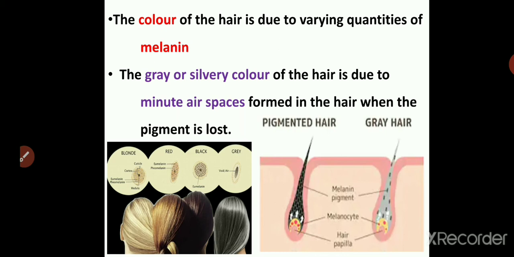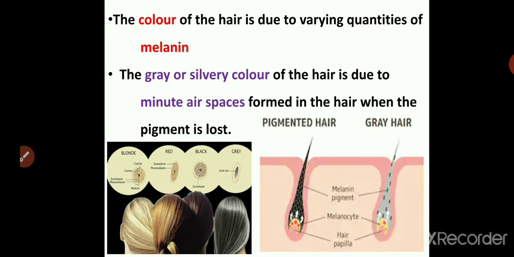Then the bulb region. It is at the base of the hair follicle and it is in a swollen structure, inverted cup-like structure, which is called the hair bulb. From the whole of the hair, the cells of this part only are living. So only the part of the hair present in the bulb region is the living structure. So the growth of the hair is due to the rapid division of the cells present in the root bulb.